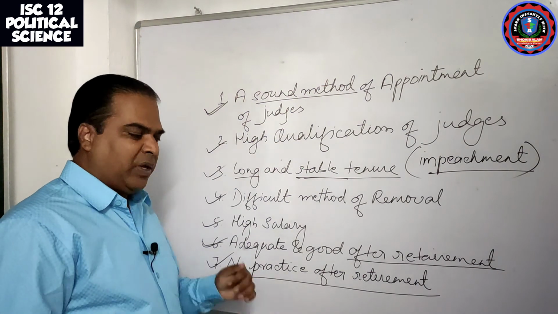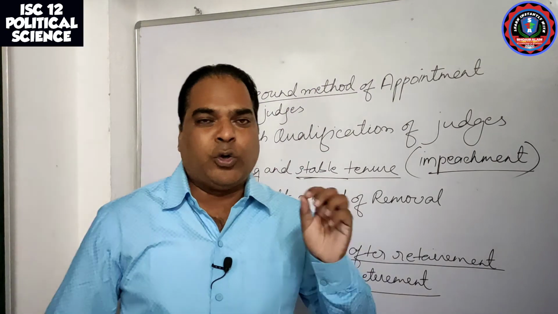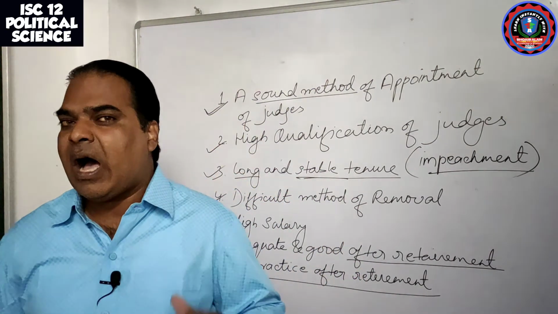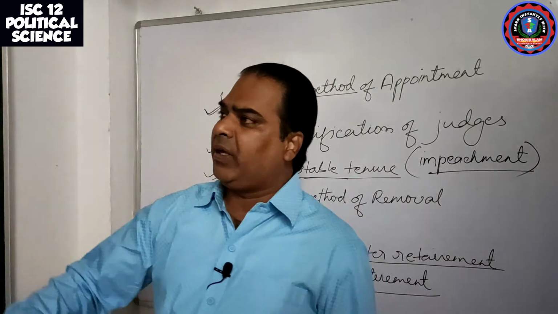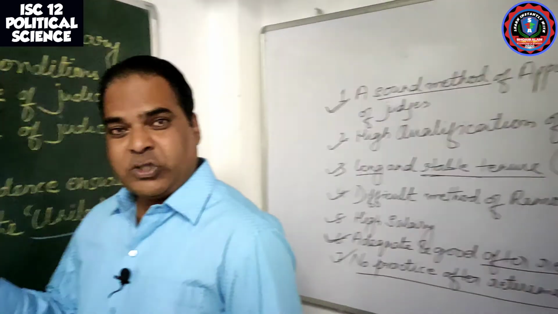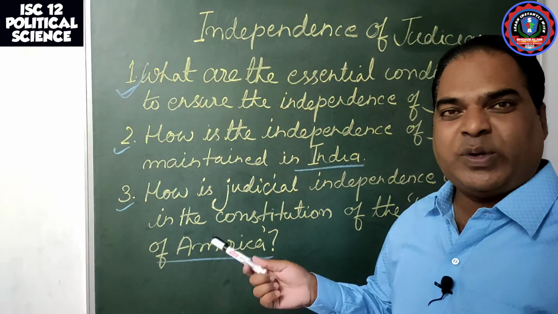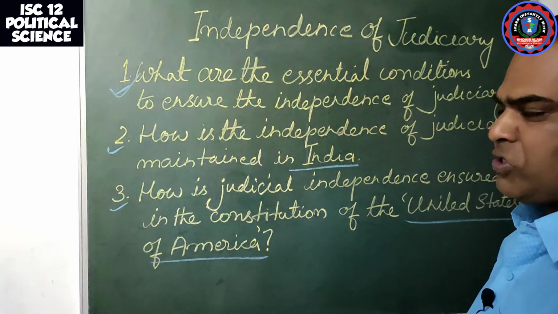Okay. So this way, my dear, these are the 7 points through which we can understand the essence of how the independence of judiciary is ensured. So now let us come back to the questions once again. These are the 3 questions which we have tried to discuss in different ways. I hope all these questions are clear now.